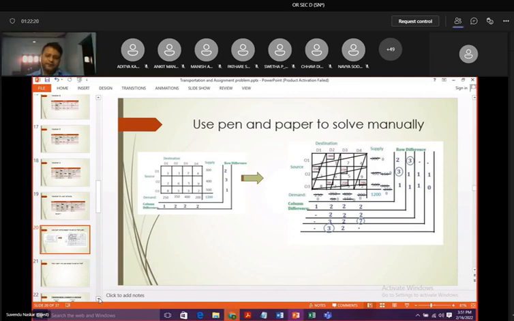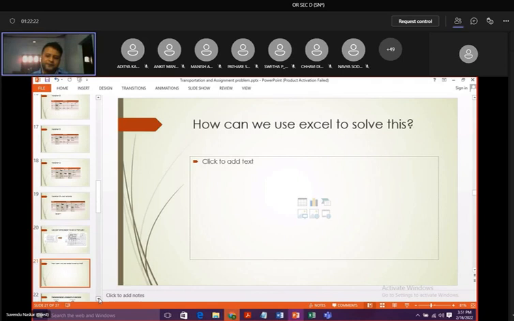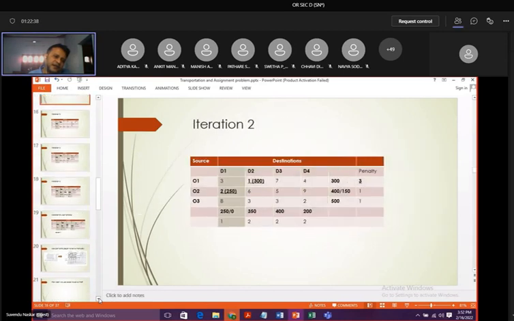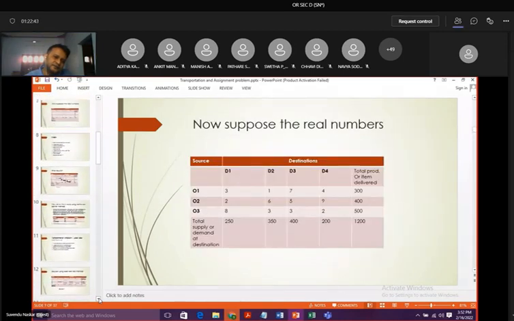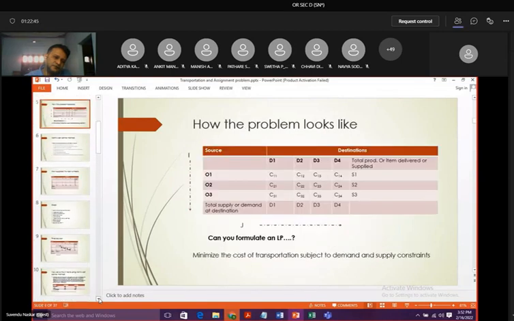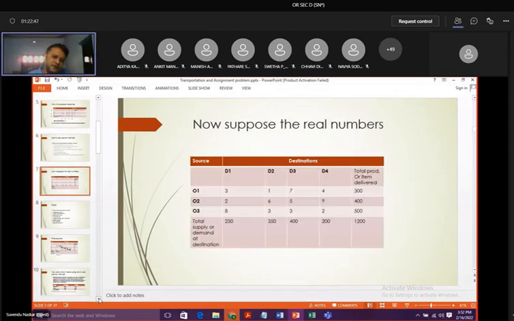Okay. Now, how can we use Excel to solve this? We have used Excel solver to solve some of the LP problems. Can we use Excel to solve this? Yes, we can use Excel to solve this. So let's try to solve one problem. Can you just open Excel and try to solve this problem? Let's solve this problem. We know the solution at least.